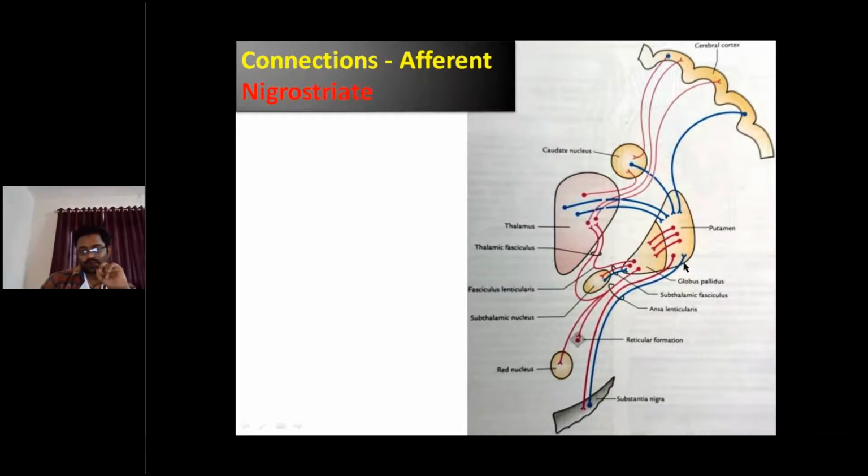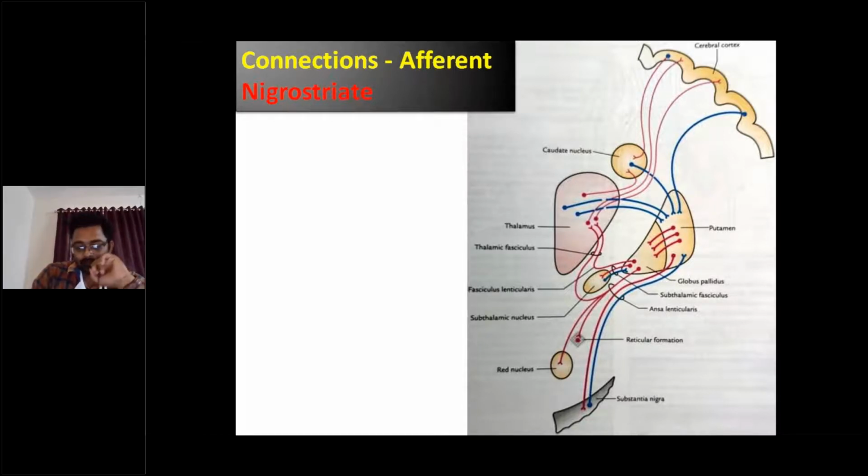And terminates into putamen. These nigrostriate fibers carry the dopamine synthesized nerve cells. So these are the afferent connections of corpus striatum.